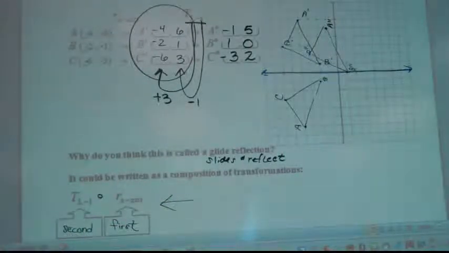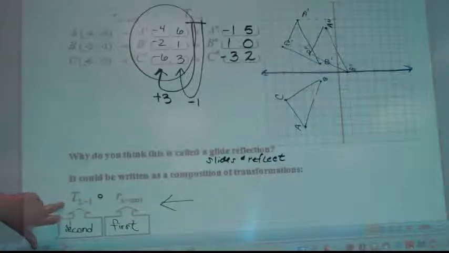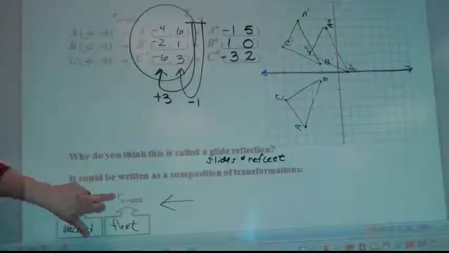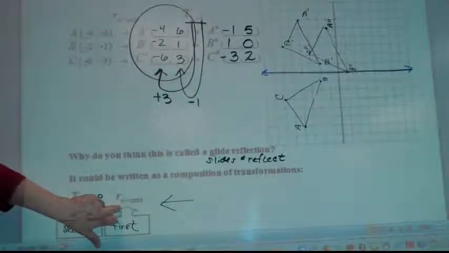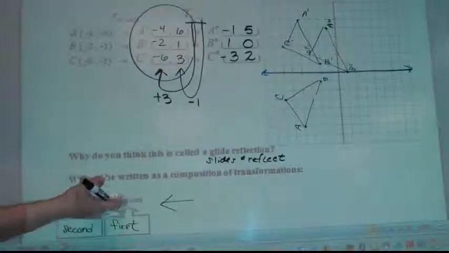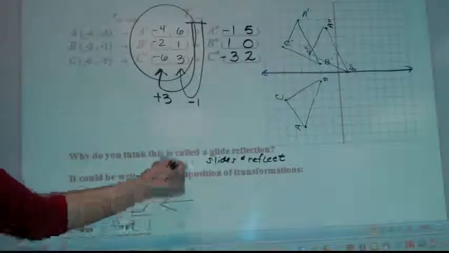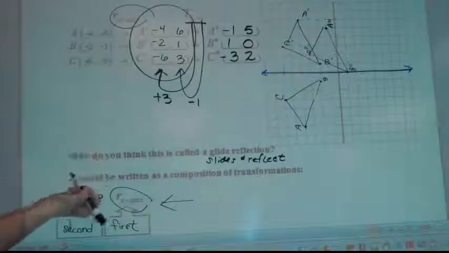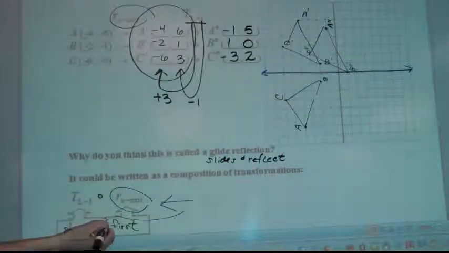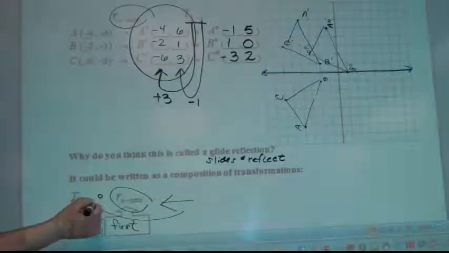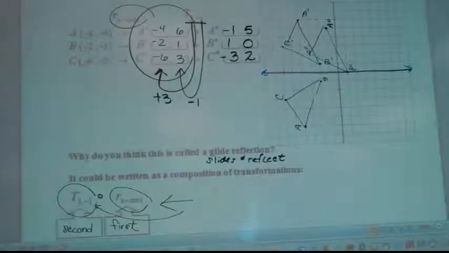So I could have asked you to do this composition, T, 3, -1, and reflect over the x-axis. If I asked it like this, you'd have to do this one first, which we did, reflect over the x-axis, and then you would take whatever you got there and translate it 3, -1, and do that second. So this is just kind of an introduction to looking at that open circle. It doesn't mean multiply, it's a composition.